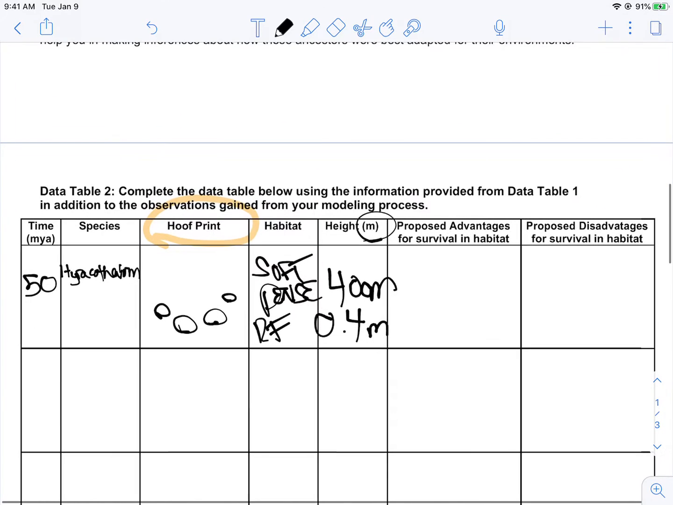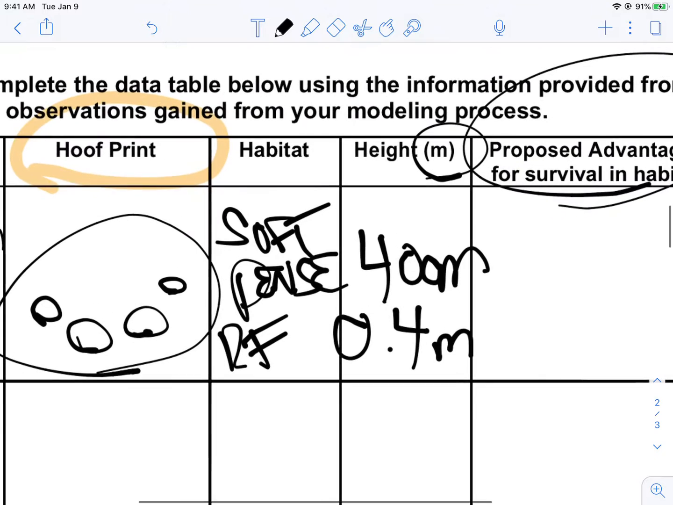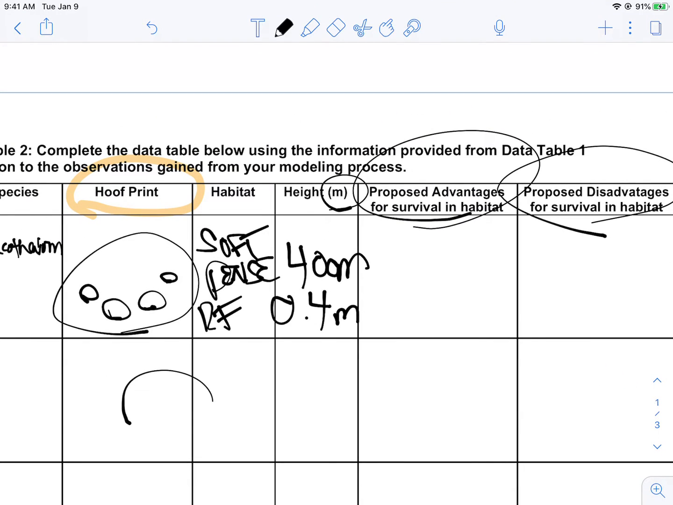And then the proposed advantages. Again, you have to think and use them brain cells. Sorry in advance again. What are some advantages for surviving in this type of a habitat if you're small, the size of a dog, and you have 4 toes? Well, if it's soft and you have a giant hoof instead, you're going to sink right through that soft ground, and you're not going to be able to get very far if you sink. So you might write that down. Won't sink.